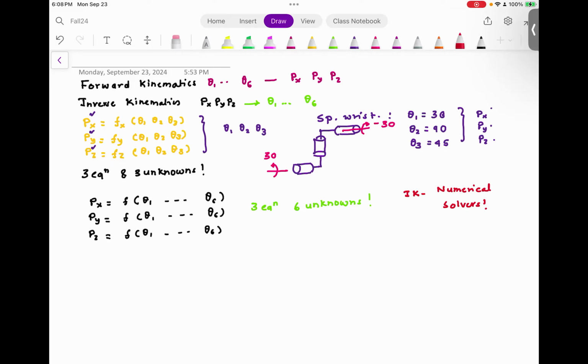So what it means is for 3 degree of freedom robots, you can find the IK solution if there is no gimbal lock. When you have more than 3 degree of freedom robots, only in special cases can you find the inverse kinematic solution.